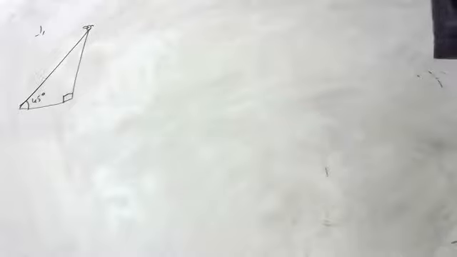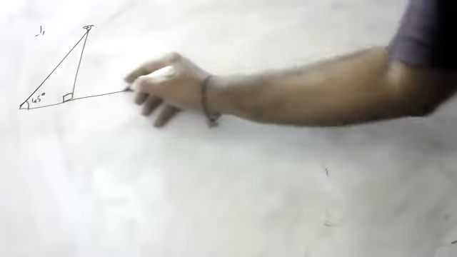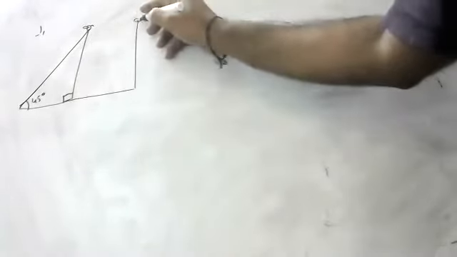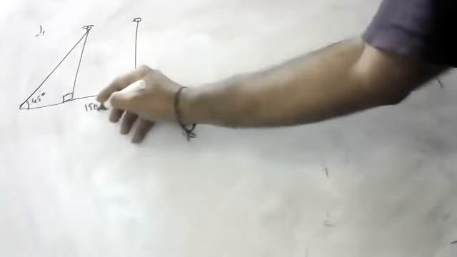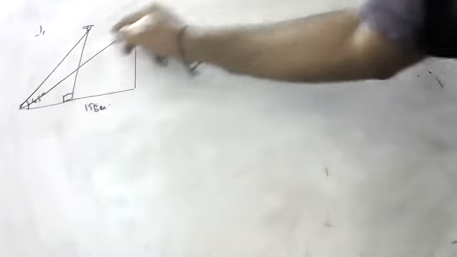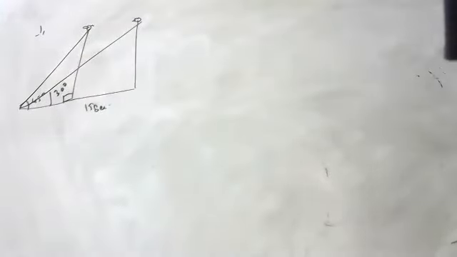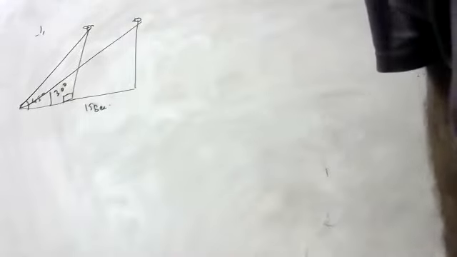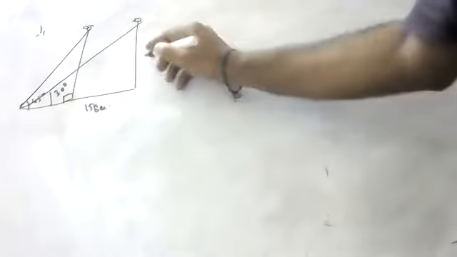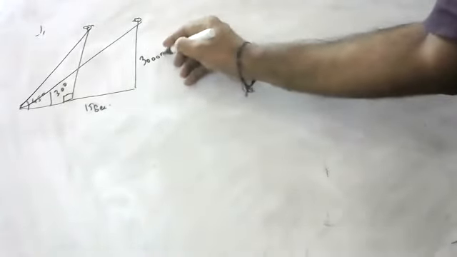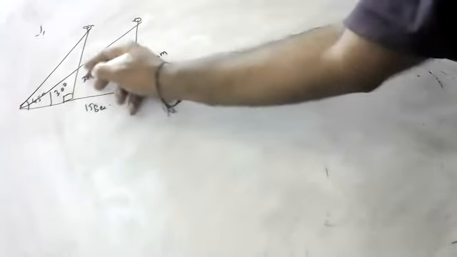After 15 seconds, the angle of elevation changes to 30 degrees. Now the aeroplane, after 15 seconds, the angle of elevation changes to 30 degrees. The question is, if the aeroplane is flying at a height of 3000 meters, what is the speed of the aeroplane?